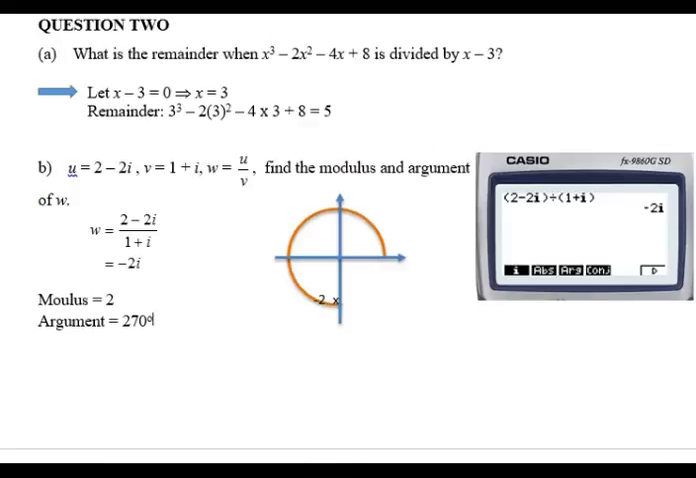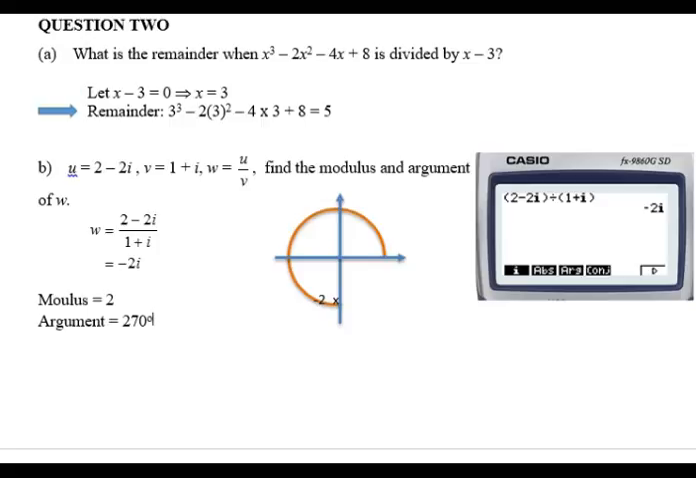Now I'm going to skip down to question 2, and I'll answer any questions on the excellence parts in class time. We're trying to find the remainder when we're dividing by x minus 3, so we start by x minus 3 equals 0, x equals positive 3. The remainder then we get by substituting 3 into the original expression instead of x.